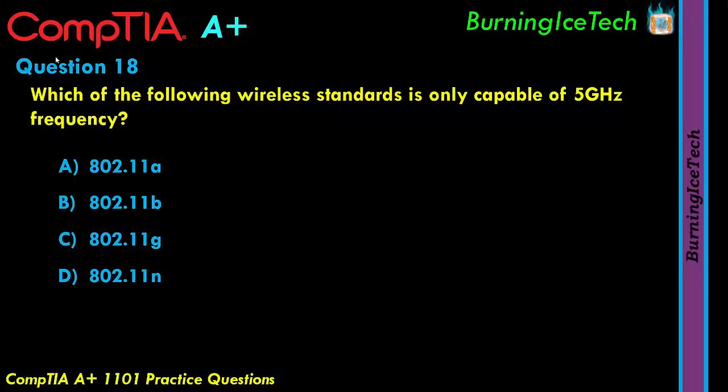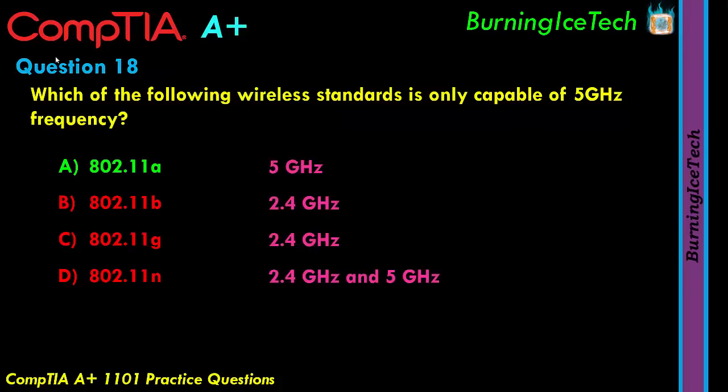Looking at 802.11b, that one is only able to run at 2.4 gigahertz. 802.11g is only able to run at 2.4 gigahertz as well. 802.11n is able to run at both 2.4 and 5 gigahertz. The question said, which of the following wireless standards is only capable of running at 5? That would be the first one, guys, A. So I'm going to highlight this for you guys in green. I'm going to do you one better. I'm going to put here on the side what frequencies they were running at.